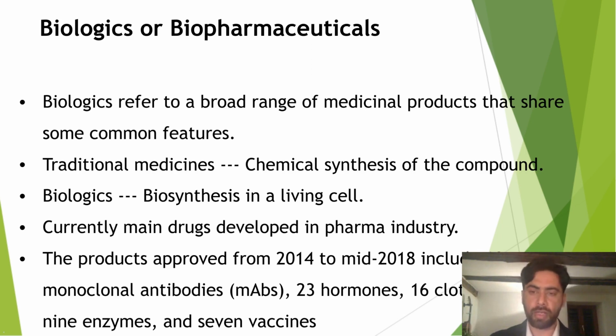In the pharma industry currently, a lot of drugs being produced would be termed biologics. If I give you a short example, from 2014 to 2018, in these 4 years only, about 68 monoclonal antibodies, 23 hormones, 16 clotting factors, 9 enzymes, and 7 vaccines have been produced using a biological system, which means that they have used cell lines to develop such products. And these have been already approved or are in the process of approval right now.